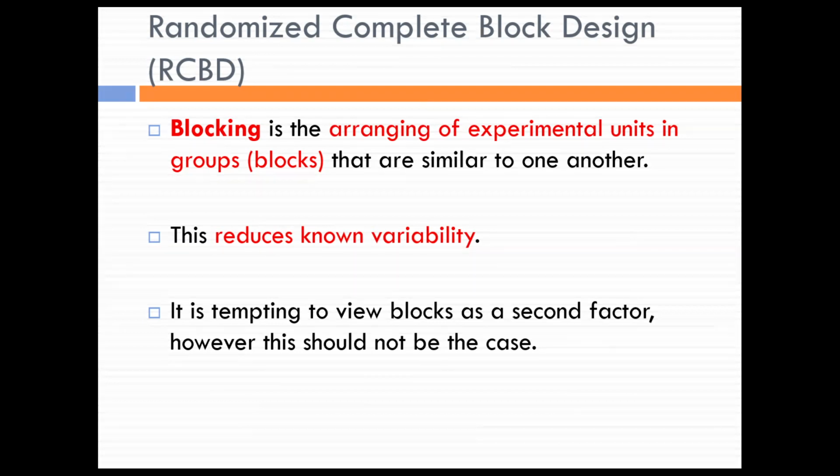So what you do instead of looking at it as a second factor is treat the operators as blocks. You are just doing this to reduce the variability of the experiment. And later, you will see what it means to reduce variability in terms of the actual numbers. Okay?